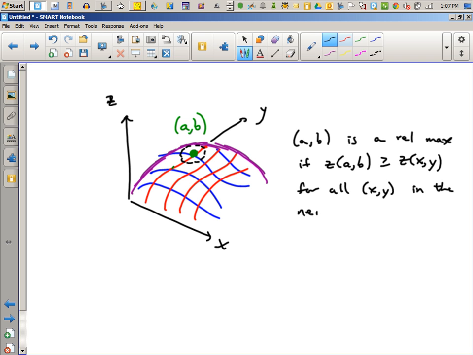Okay, so that's a very colloquial word to be using, neighborhood. What do I mean by neighborhood? Well, the idea is I should be able to make my neighborhood as small as I want. So that little ring I drew, I should be able to shrink it down to a 0.1 radius around the point. And within that ring, I should not find any other candidates for absolute extrema.